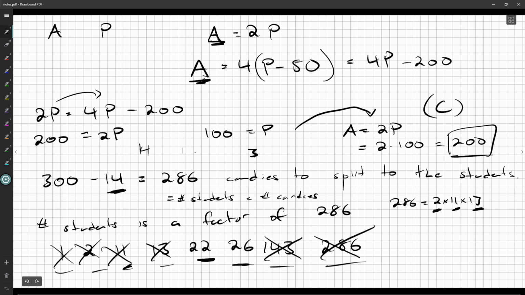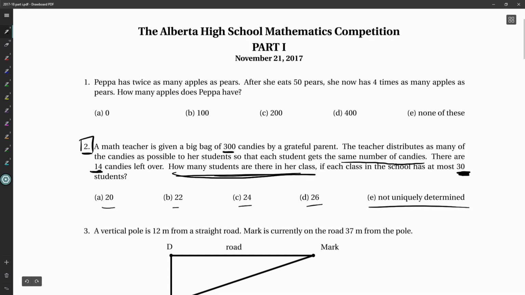But the answer could still be 22 or 26, and there really isn't a way around it. These numbers are bigger than 14. If you divide 300 by 22, you'll get a remainder of 14. If you divide 300 by 26, you'll get a remainder of 14. So I can't tell. We'll just do a quick double check. At most 30 students, distributes as many candies as possible. No, there's no way to tell. It could be B or it could be D.